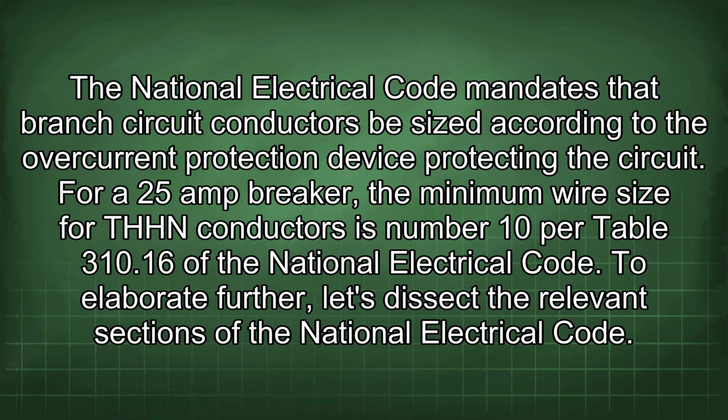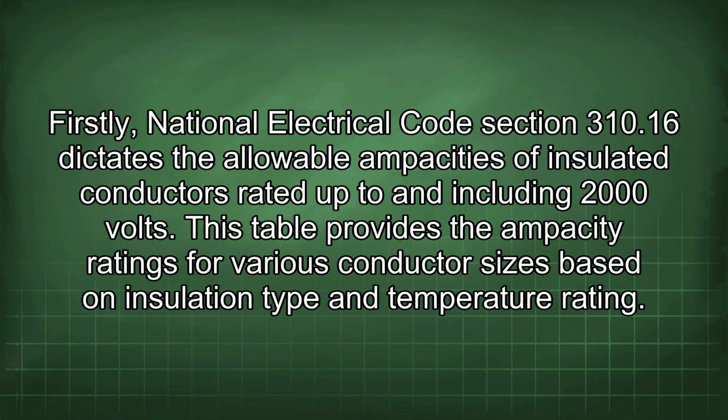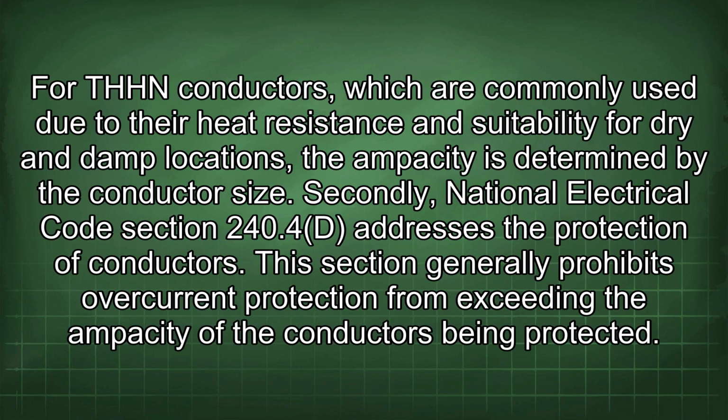National Electrical Code. To elaborate further, let's dissect the relevant sections of the National Electrical Code. Firstly, National Electrical Code Section 310.16 dictates the allowable ampacities of insulated conductors rated up to and including 2000 volts. This table provides the ampacity ratings for various conductor sizes based on insulation type and temperature rating. For THHN conductors, which are commonly used due to their heat resistance and suitability for dry and damp locations, the ampacity is determined by the conductor size.